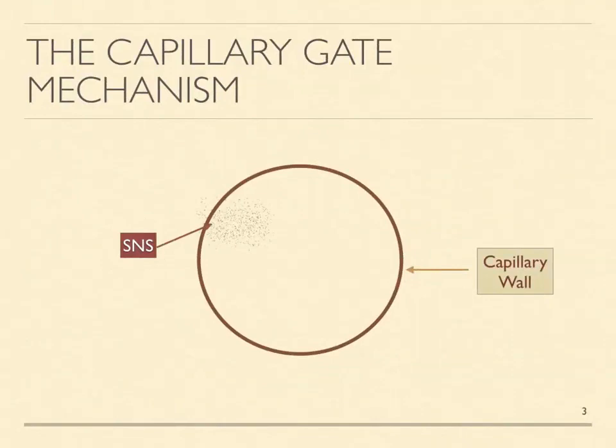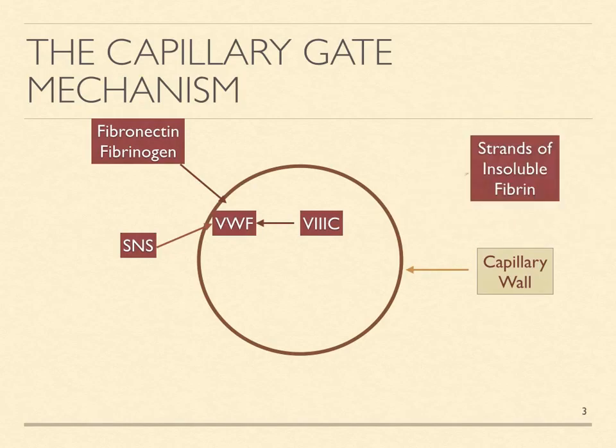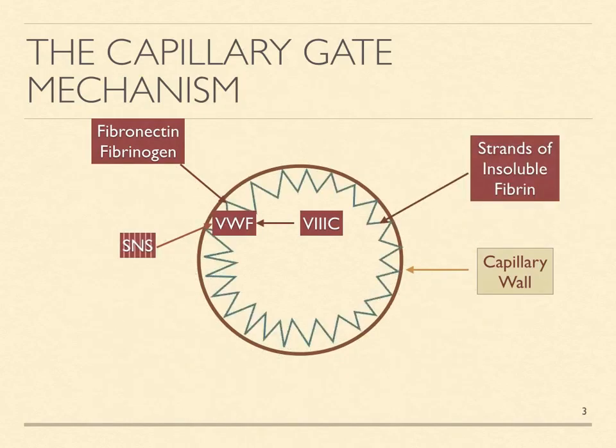The diameter of capillaries is barely adequate to allow red cells to travel single file. Sympathetic nervous system activity extrudes von Willebrand factor from binding sites on the inner walls of capillaries. These von Willebrand factor binding sites are located next to binding sites for fibrinogen and fibronectin. Factor 8C in flowing blood binds to von Willebrand factor, which activates the 8C enzyme and generates insoluble fibrin strands on the inner walls of the capillary, shown in blue. This closes the capillary gate by slowing the passage of red cells through the capillary lumen.